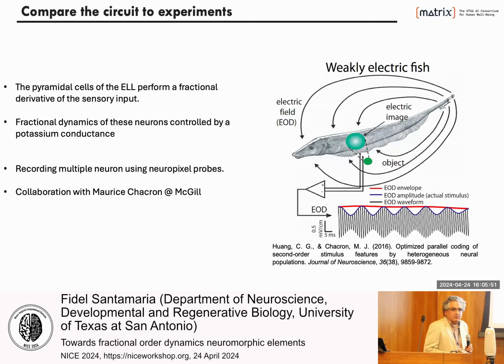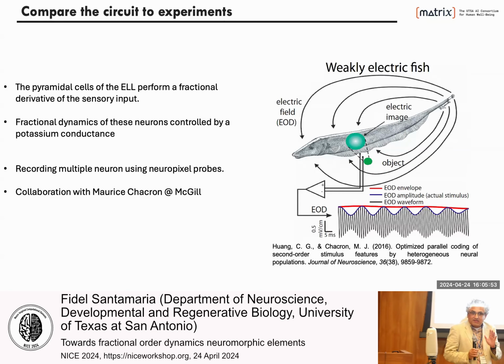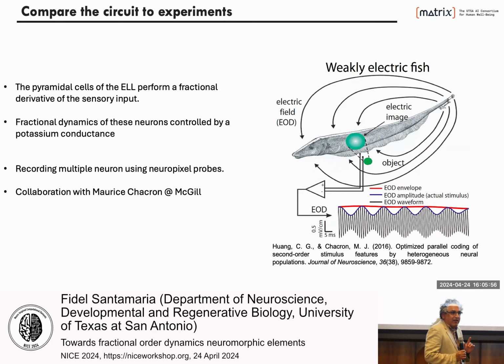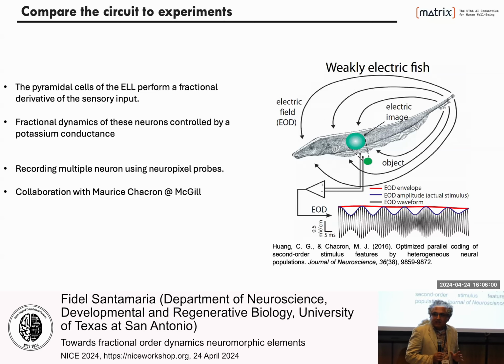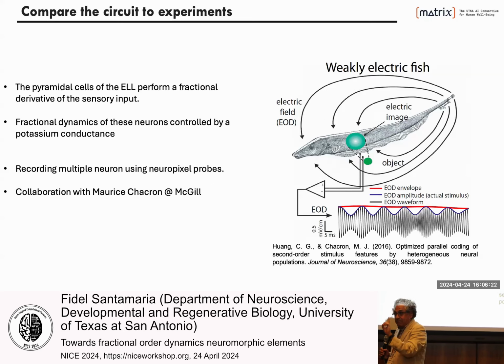But first, give me a second, I'll tell you what they did. I called my colleague, Maurice Chacron at McGill. He had demonstrated before that the primary sensory neurons of the weakly electric fish perform a fractional differentiation of their inputs, modulated by a potassium channel. Isn't that cool? We haven't modified the model at all. We didn't tune the biophysical parameters again.